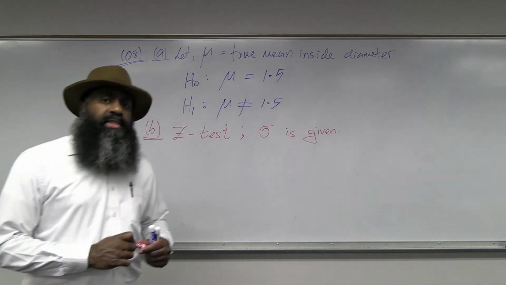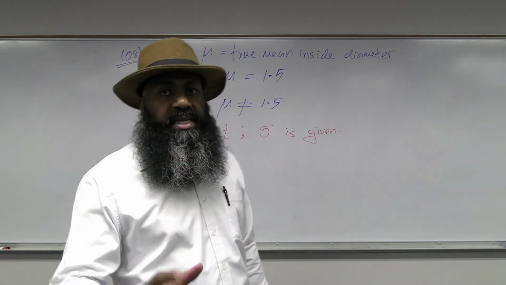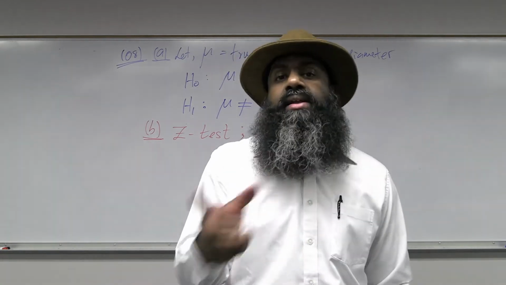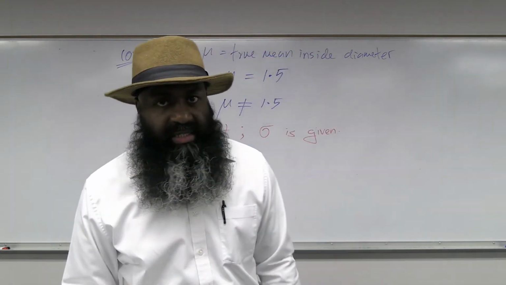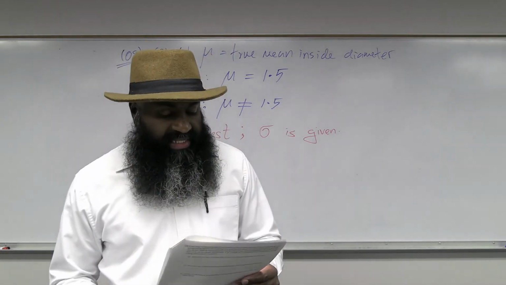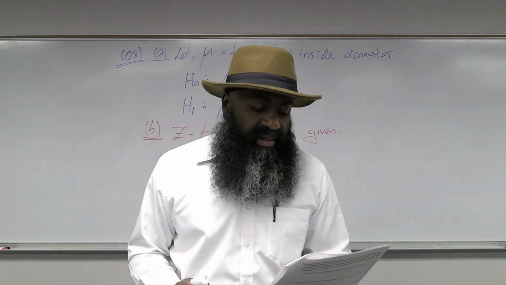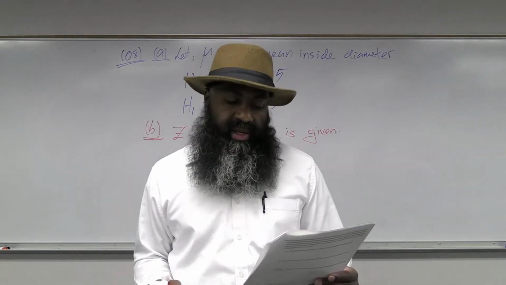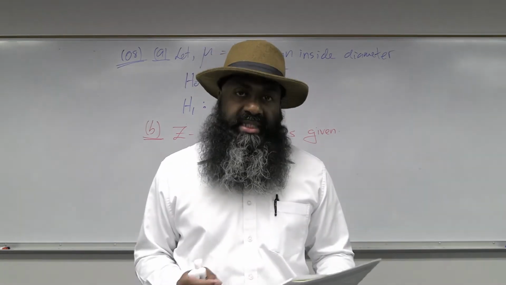Selecting the correct test procedure for a given scenario is extremely important. If you select an incorrect test, all the calculations beyond that point will be totally incorrect. And then part C, construct a 95% confidence interval. Test the hypothesis using the confidence interval. Interpret the test result clearly.